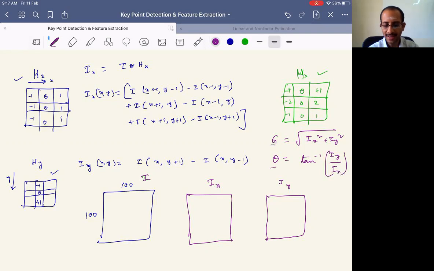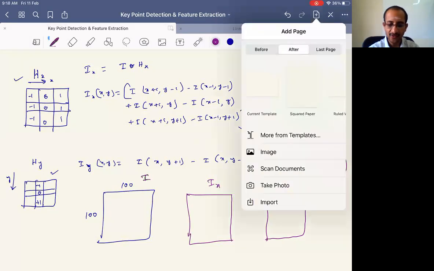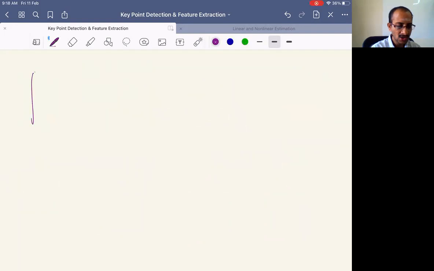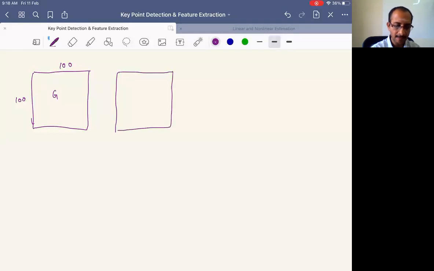So once we compute both the gradient magnitude and angle, assume that these are given and exist at each pixel. If the original image is 100 cross 100, these are also 100 cross 100: a 100 cross 100 G image and a 100 cross 100 theta image. Given this, what is the next step to compute HoG, histogram of orientation gradients? As I mentioned, there are different ways. One way is you can compute the histogram of orientation gradients for the whole image.